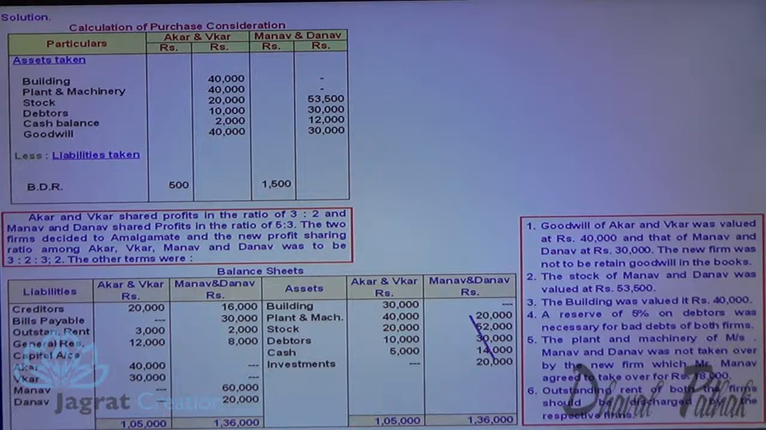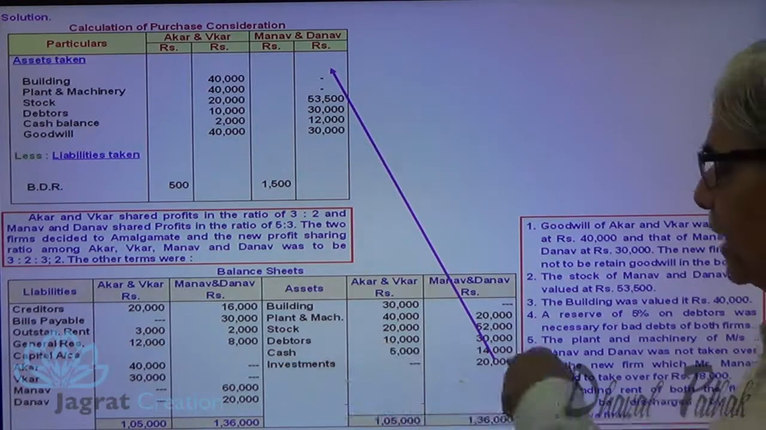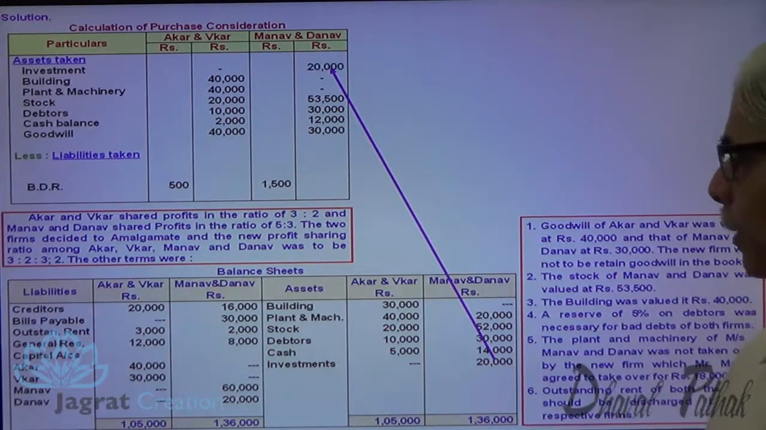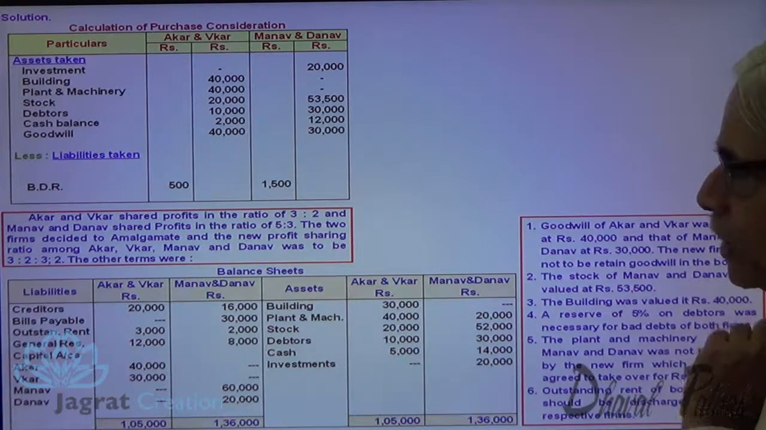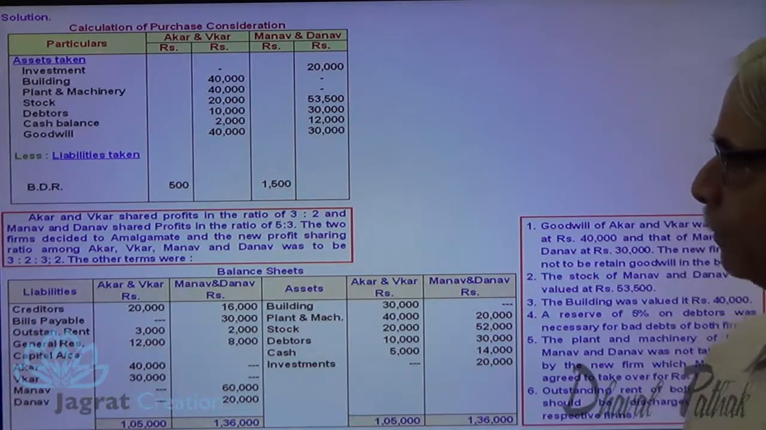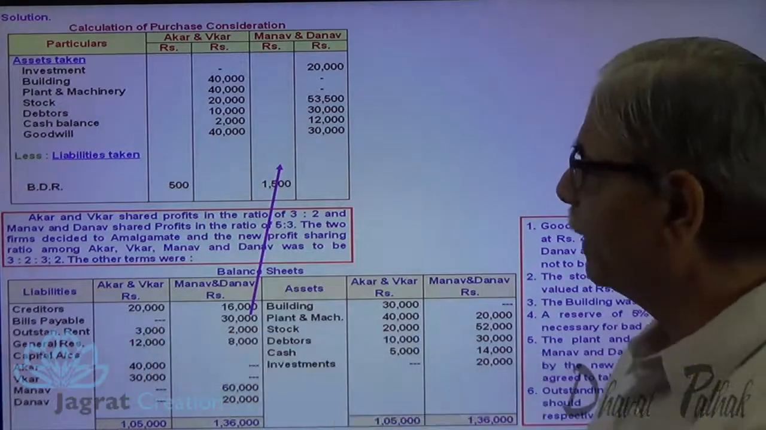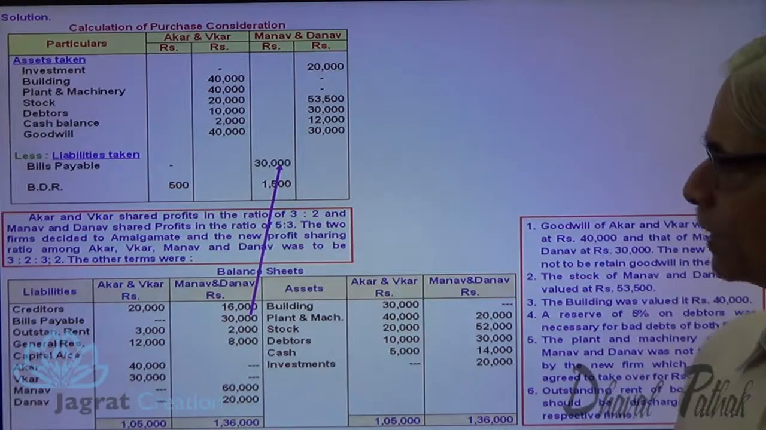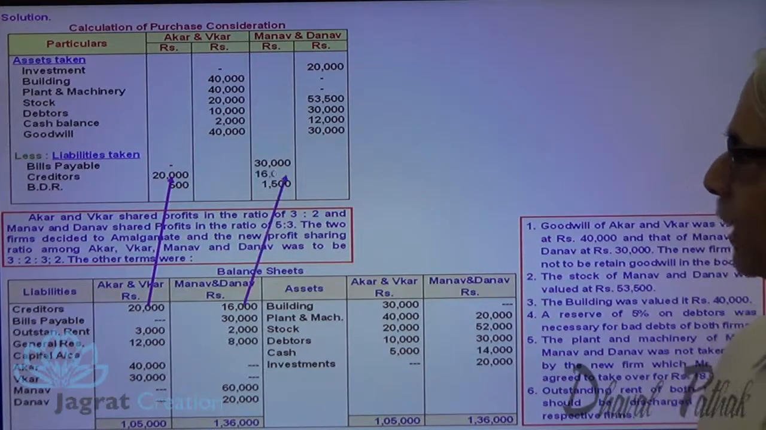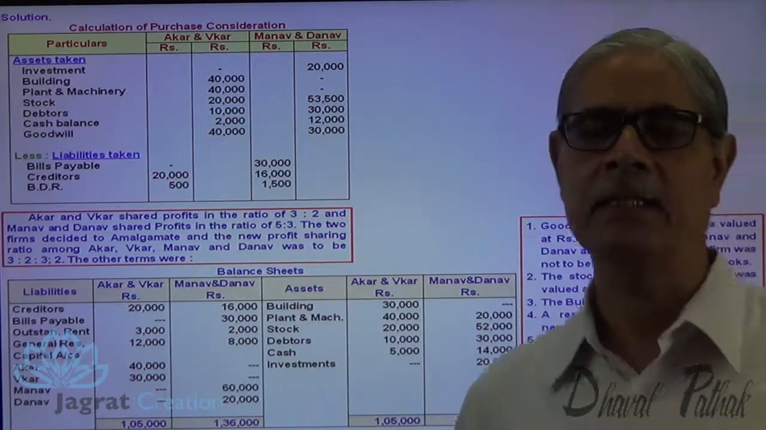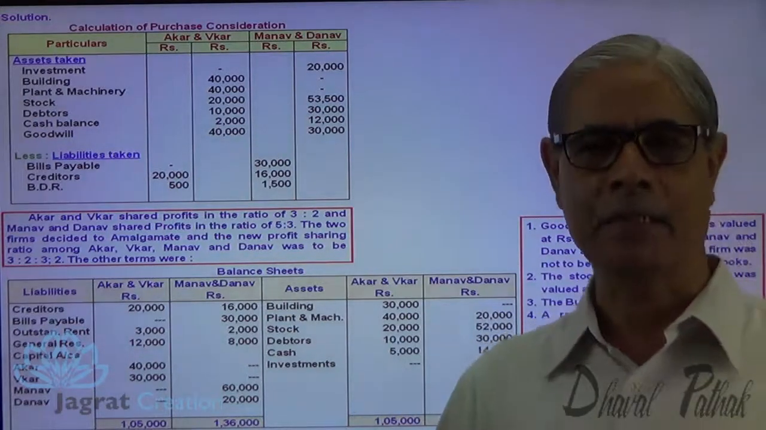So, all the assets are purchased. Now, what are the remaining assets? Investments are purchased, that of Manav and Danav. So building, plant and machinery, stock, debtors, cash, everything is taken care of. Look at the liability side. On the liability side, bills payable of Manav and Danav is purchased for 30,000, and creditors of Akar Vakar and Manav and Danav purchased for 20,000 and 16,000. This is how assets and liabilities are purchased.